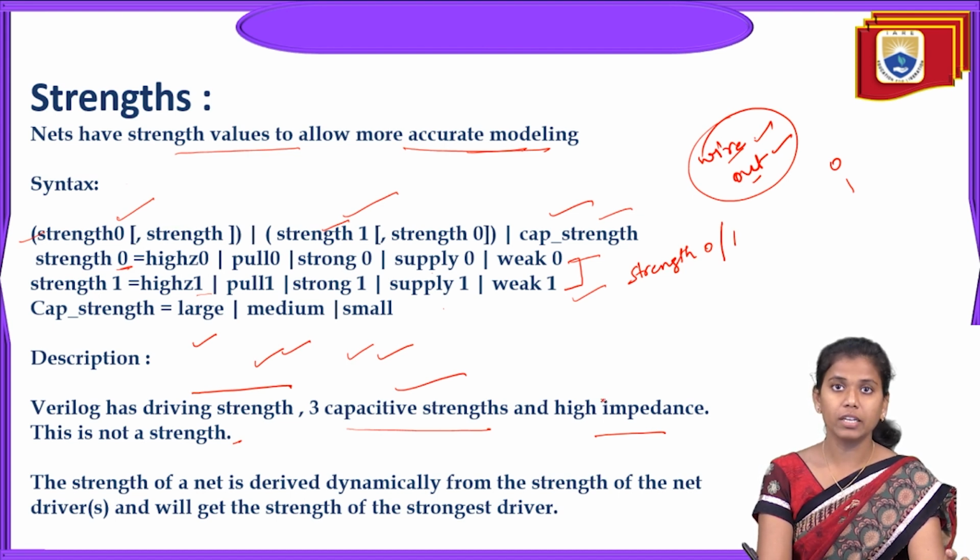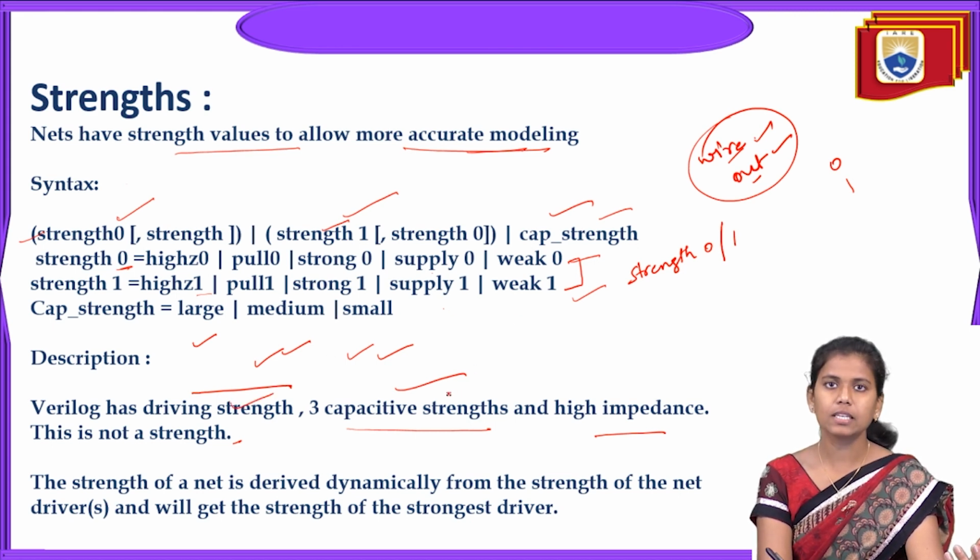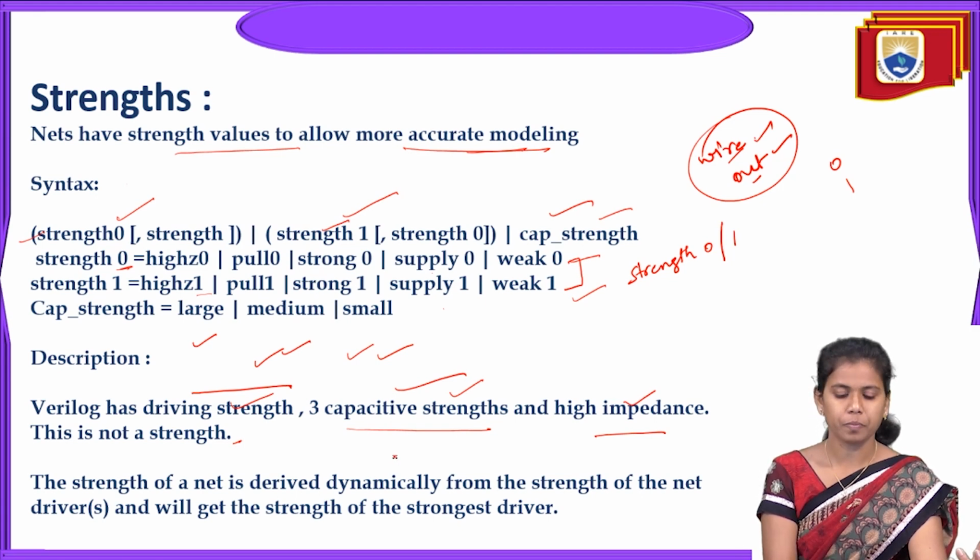So when it comes to signals, if you want to decide what sort of strength, what sort of value a particular signal is holding, you have to come across these three terms: the drive strength, the capacitive strength, and the high impedance strength.